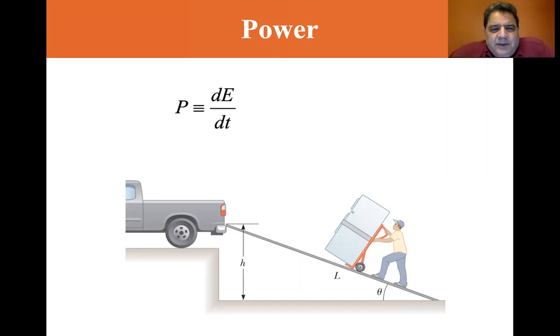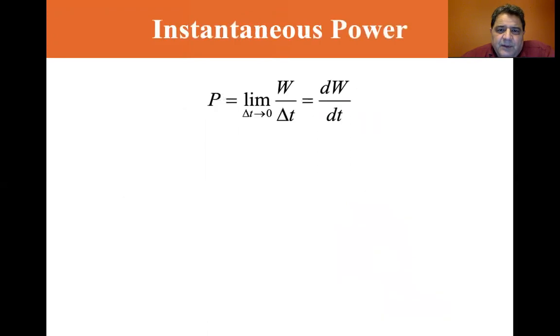So the power is defined as the time rate of change of energy, dE/dt. So the average power is equal to the work divided by the time, delta T. So the instantaneous power is the limit as delta T approaches zero of work divided by delta T. And so it's the time rate of change of work.